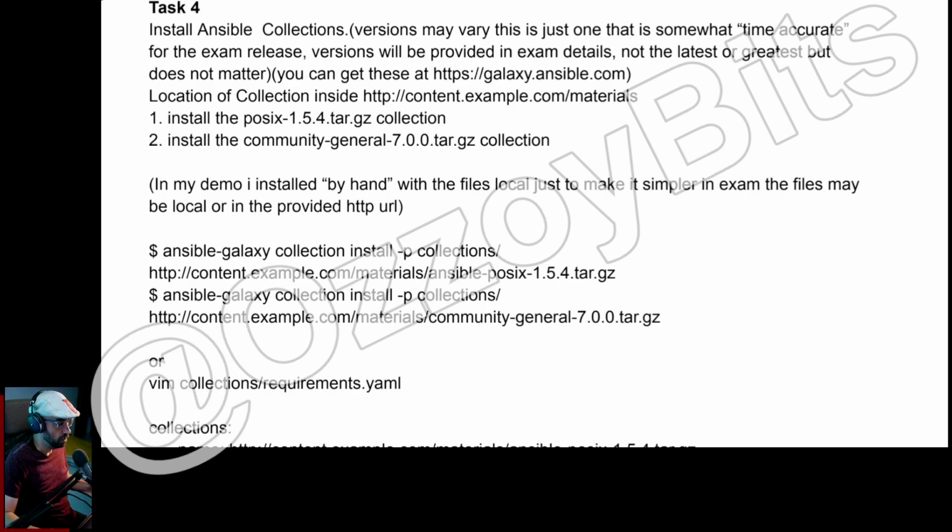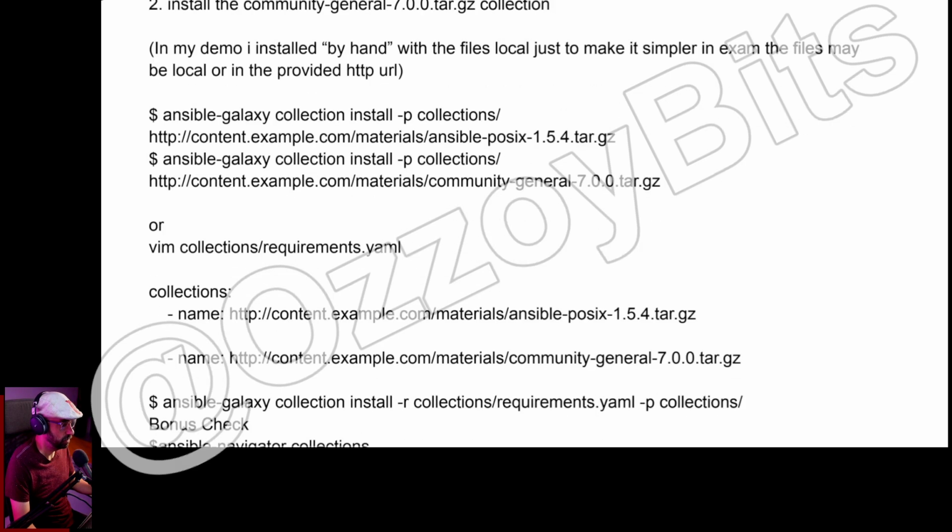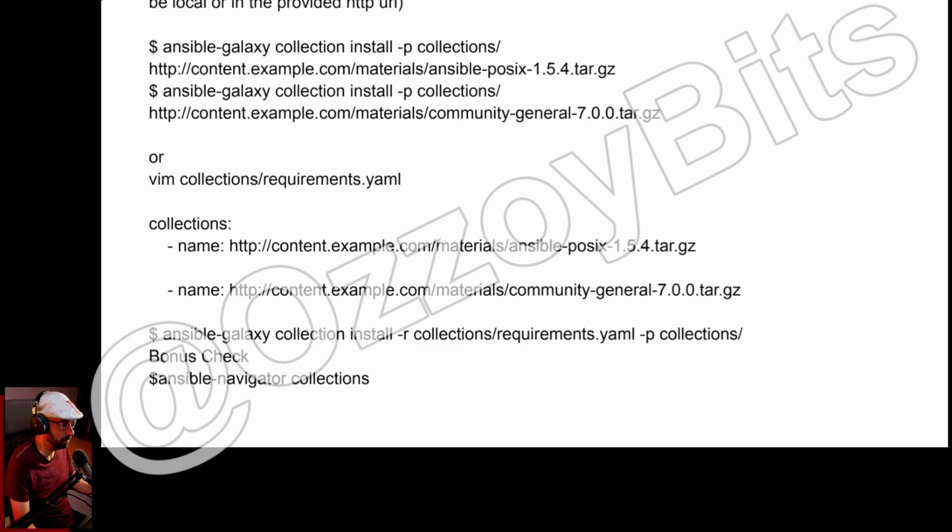Okay. So in your case, they're going to provide you a URL. So you just need to build in your collections folder a requirements.yaml, and you put this there. Okay, it's pretty much that, and you can install like this. Ansible Galaxy collection install -r collection requirements.yaml -p collections, and it's going to install all the collections to the collections folder. It's pretty straightforward, pretty simple. This takes 2 minutes to do. You just build a requirements.yaml file.